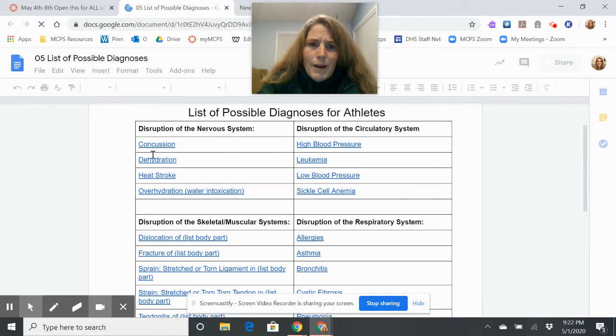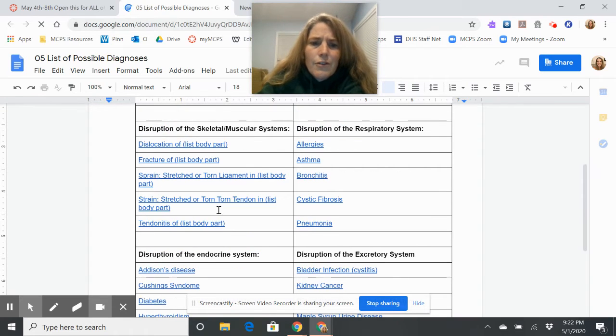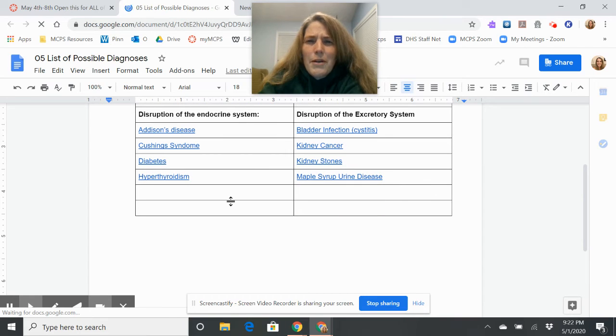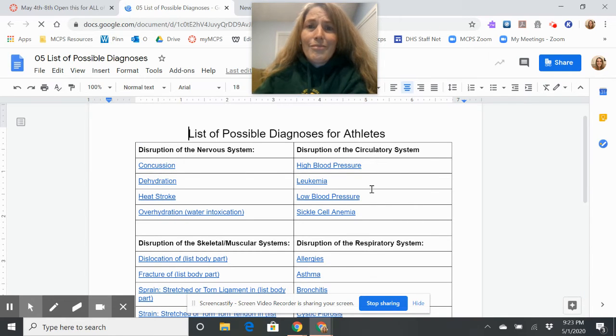I also organized this so that if they have a head injury, look under nervous system. If they have trouble breathing, look under respiratory. If they actually have an injury and break something or tear something or have pain in a shoulder or joint, look under skeletal muscular. If there's any information about urine or pain urinating, that would be your excretory system. For the endocrine system, they would probably be mentioning a hormone or some sort of hormone balance. And then the circulatory system, something about blood. Okay, so those are your hints.